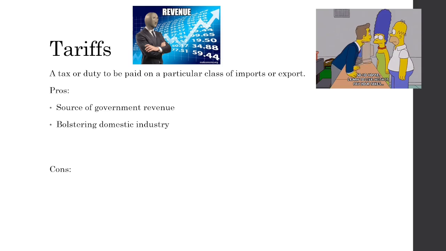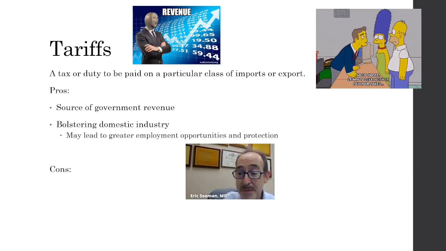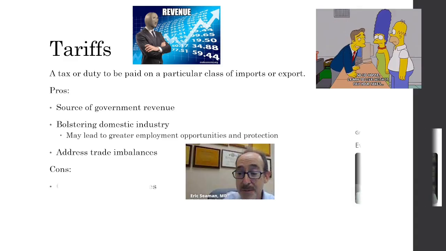There's also a bolstering of domestic industry as international industry and trade is not promoted. So domestic industry and business is going to be promoted the most because they don't have to pay the tariffs. They're already within the country. They're not being imported or exported. And this can lead to greater employment opportunities and protection of these industries and of jobs. It also can address trade imbalances. So they can limit trade with other countries if it's becoming too heavy, or they can promote it.